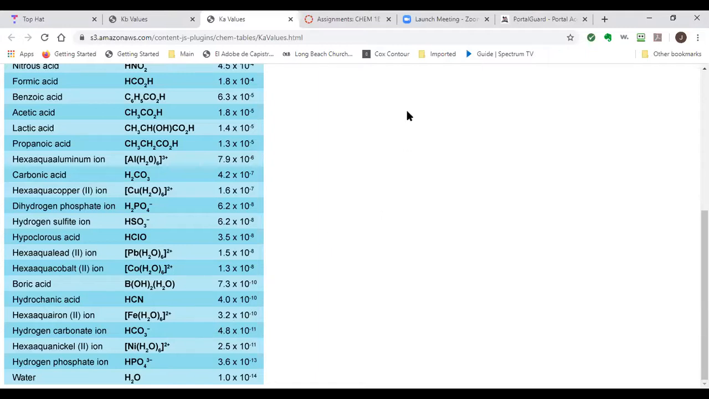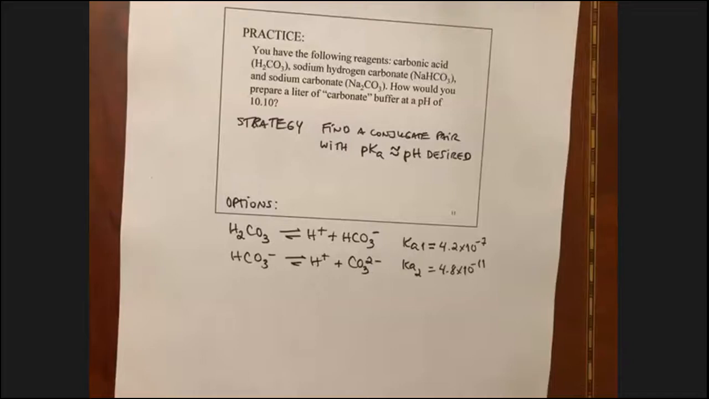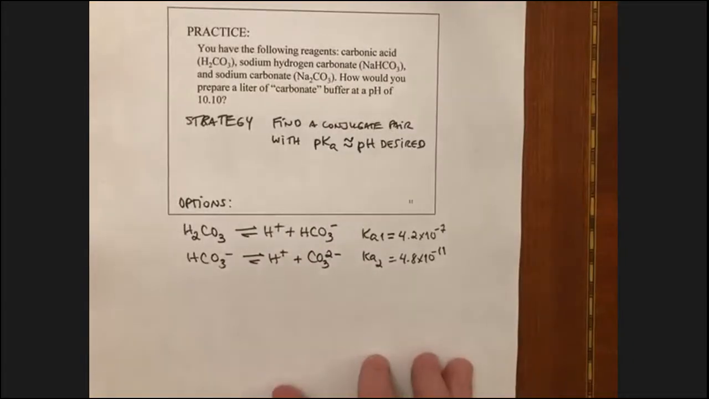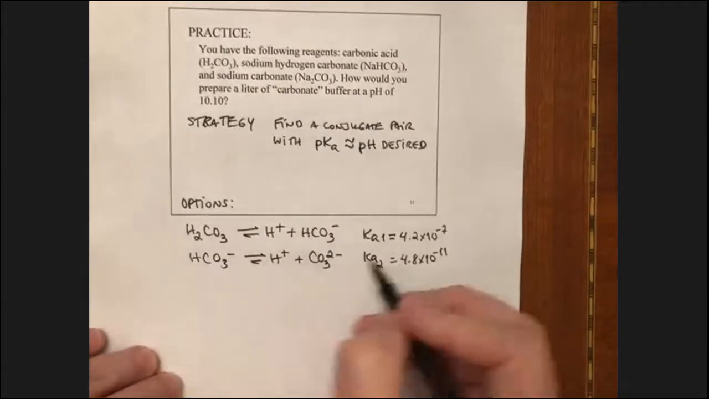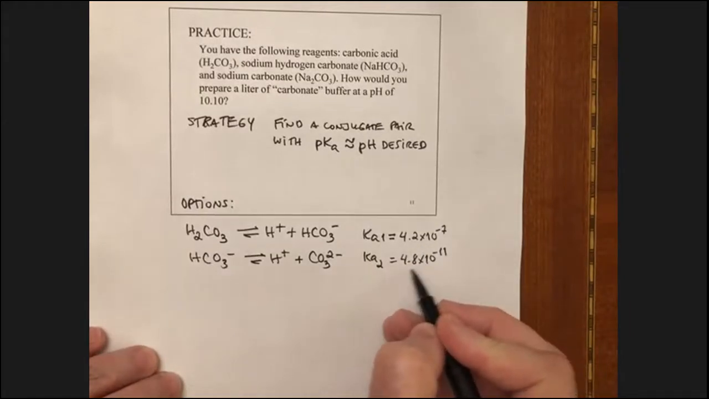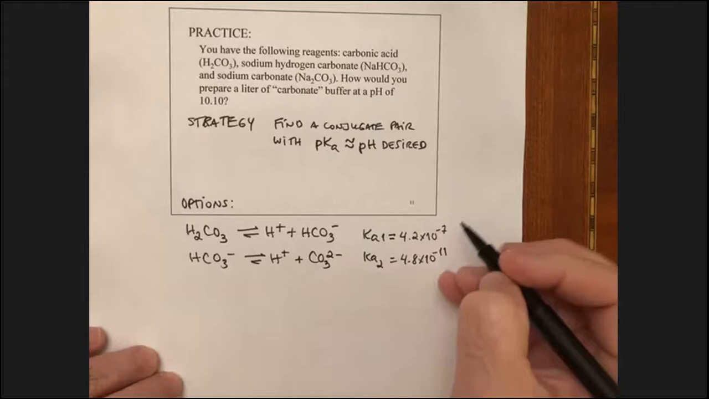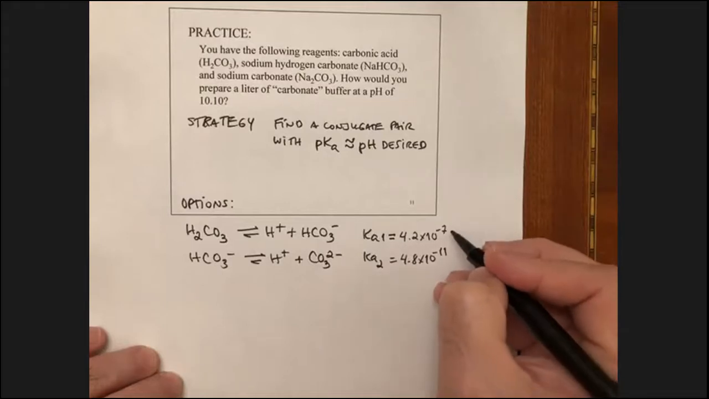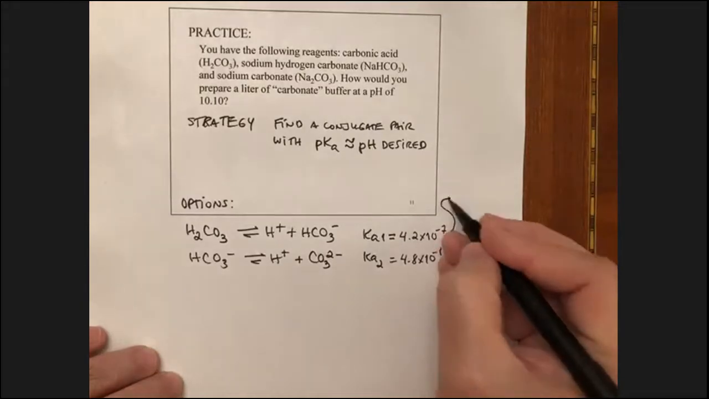All right, so I'm going to come back here to our paper, and I wrote them down already. So we're saying that this system has that value of Ka, this one has this value. So let's find out which of these will work. We have to find out what would be the pKa for this one, and what would be the pKa for this one. All right, so let's go ahead and find those out.